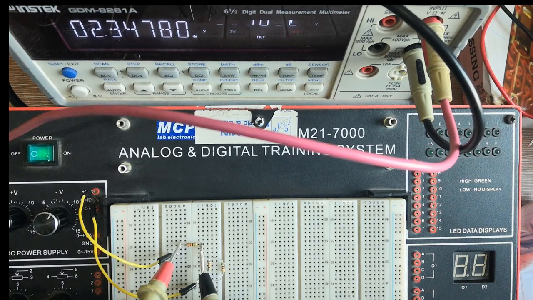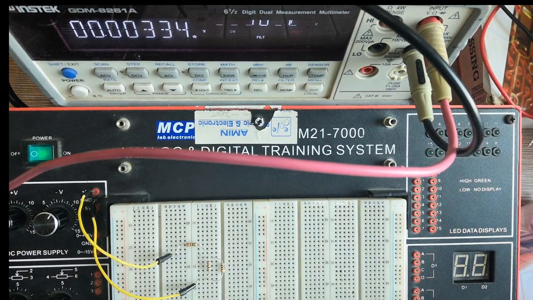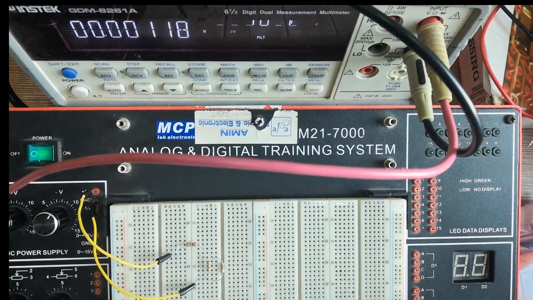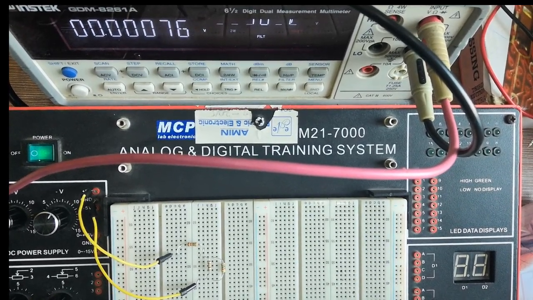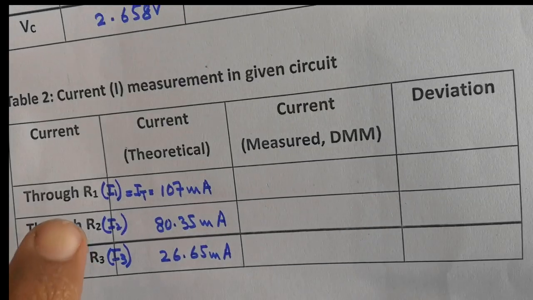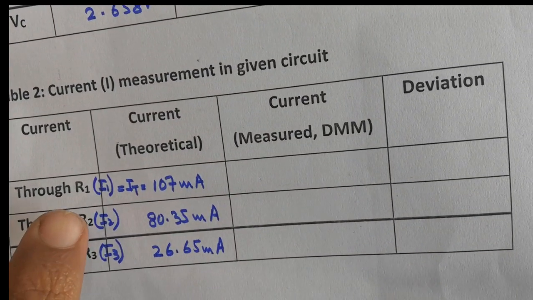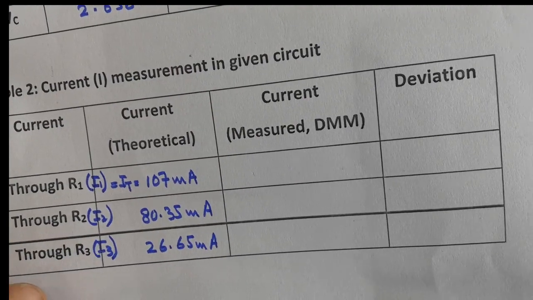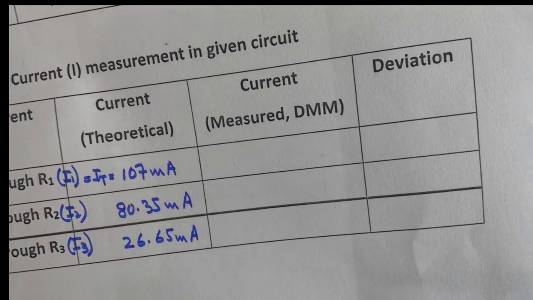You can see that this is approximately 2.348. The voltage from point A to B is equal to 2.348 volt. Now we have to determine the three different currents flowing through R1, R2 and R3 in our circuit.